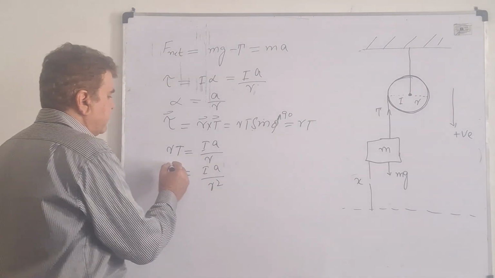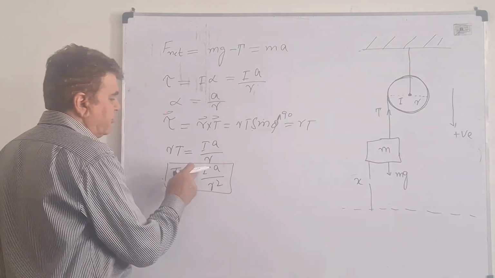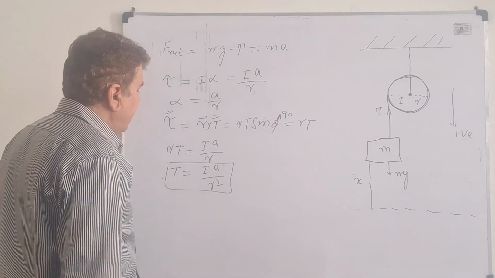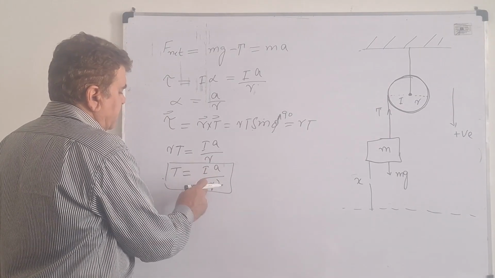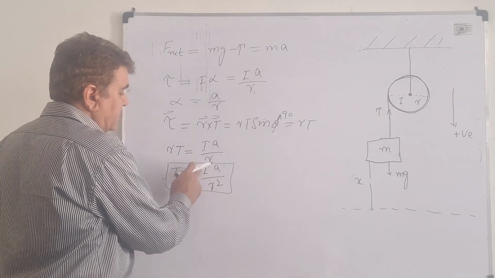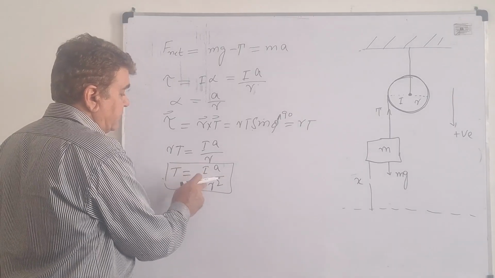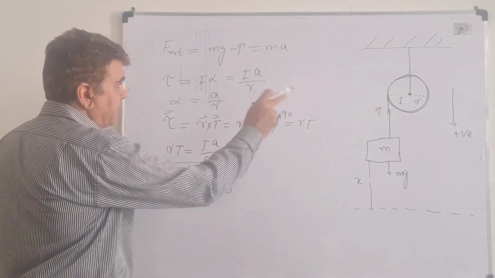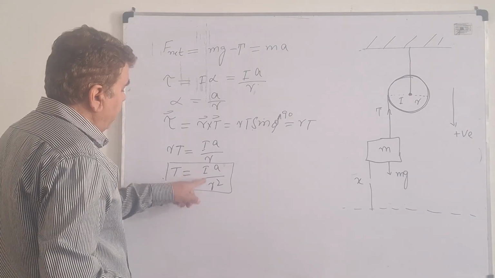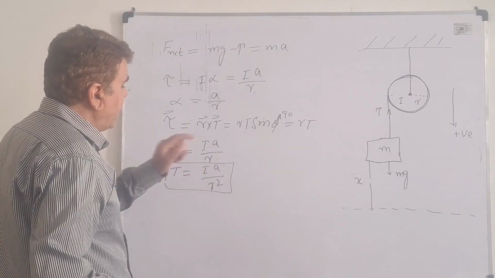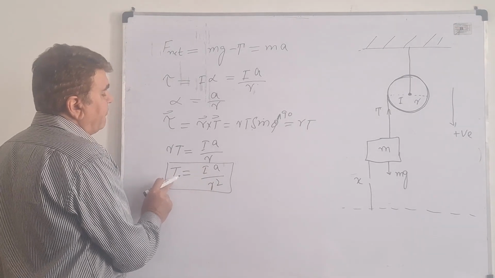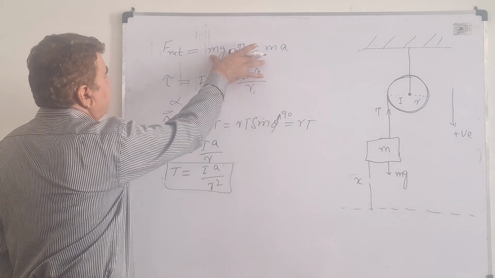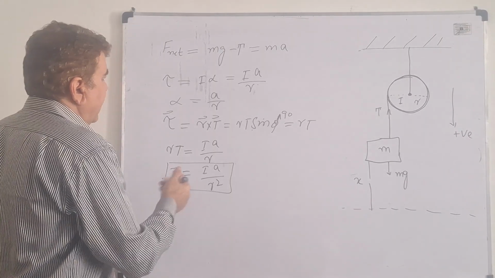So now we have a relation for tension in terms of the moment of inertia, acceleration, and R. Now I and R are supposed to be known to us because these are the characteristics of the pulley. So if we know about them, we can find tension provided we know acceleration, or in other words, we can use the value of T in this one equation to find the acceleration.